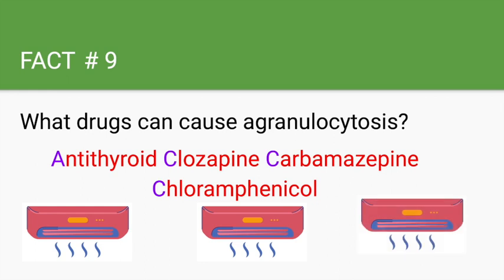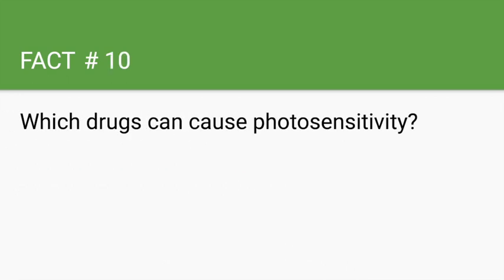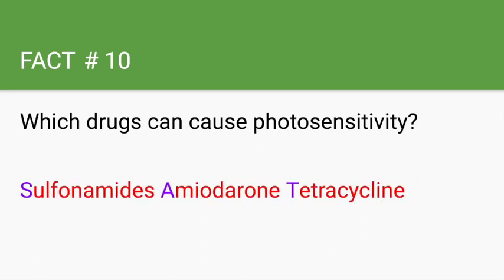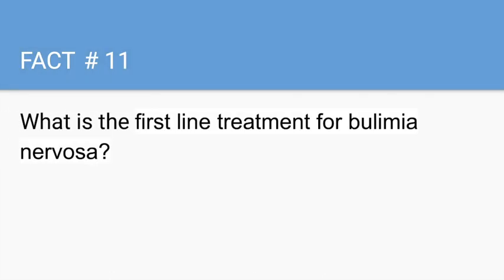Which drugs can cause photosensitivity? Sulfonamides, amiodarone, and tetracyclines. You can remember this by saying I sat for a photo. What is the first-line treatment for bulimia? Fluoxetine, which is a SSRI.